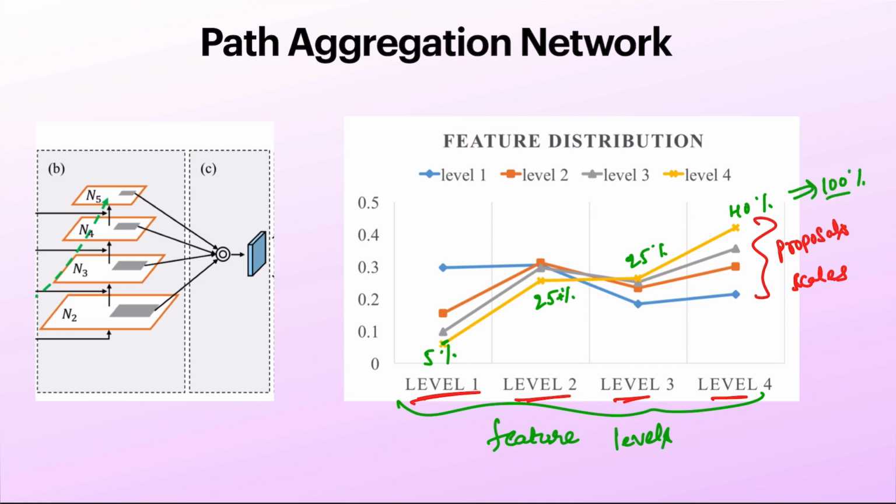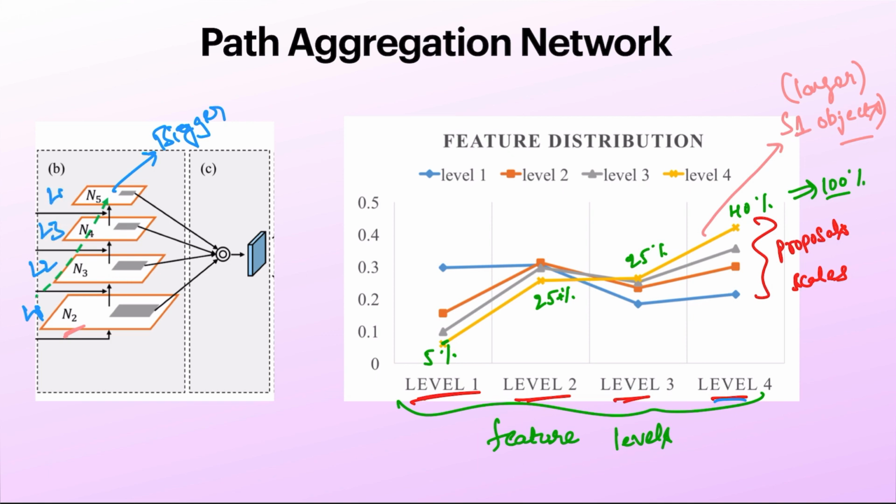Let's suppose this yellow is scale 1. This might be looking for only larger objects. If you consider that it is looking for larger objects, this side is level 1, level 2, level 3, level 4. Usually bigger objects you can detect from these feature maps. This has more information regarding the bigger objects. So from this intuition we can understand the level 4 feature: level 1, level 2, level 3 and level 4.